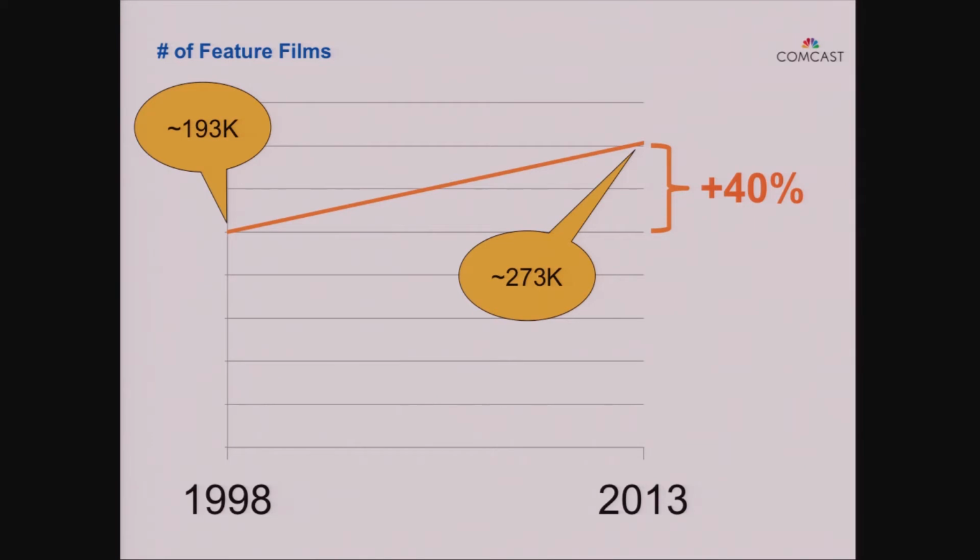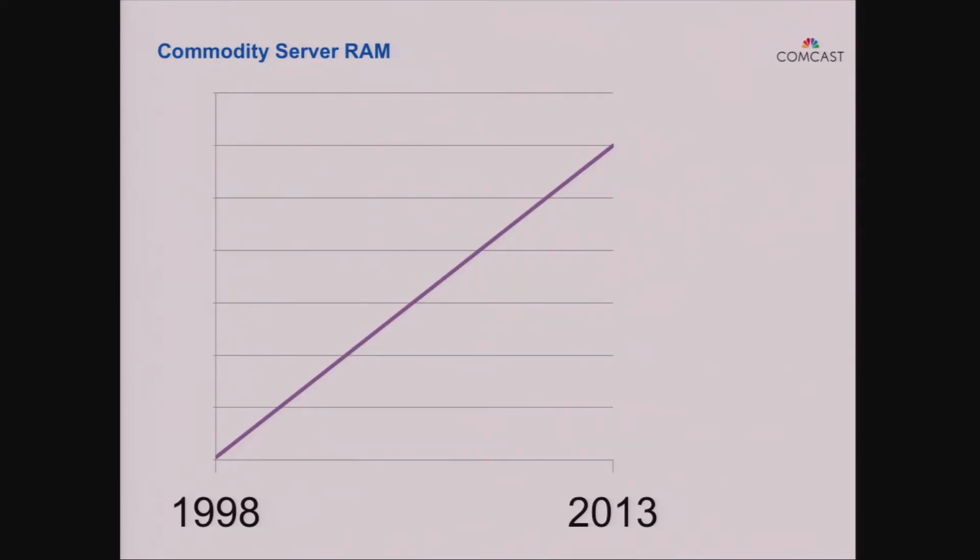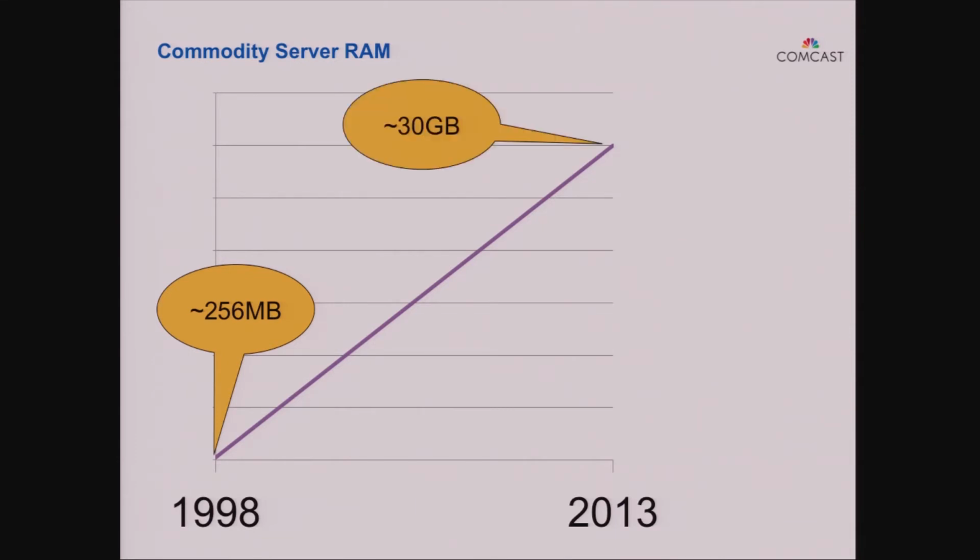So now let's look at a different graph. Let's look at how much RAM is available in a commodity server over that same time period. Back in 1998, you could get a Sun Ultra 2 with a whopping 256 megabytes of memory. And I remember that really was whopping back in the time. Now, 15 years later, I can spin up an M3 2XLarge in EC2 that has 30 gigabytes of RAM. This growth rate is 12,000% over 15 years.